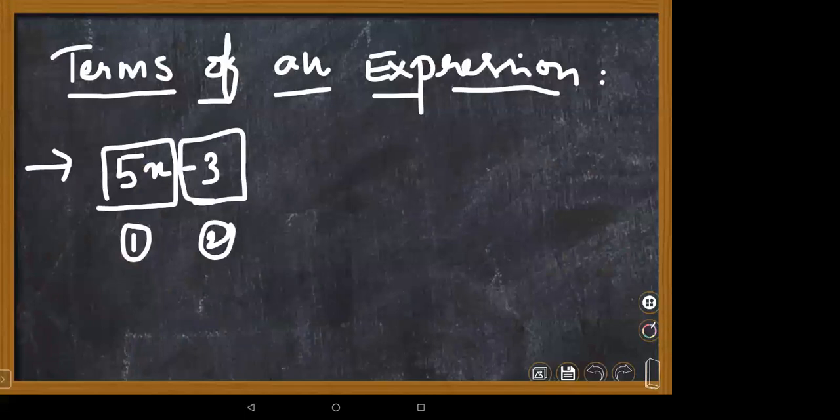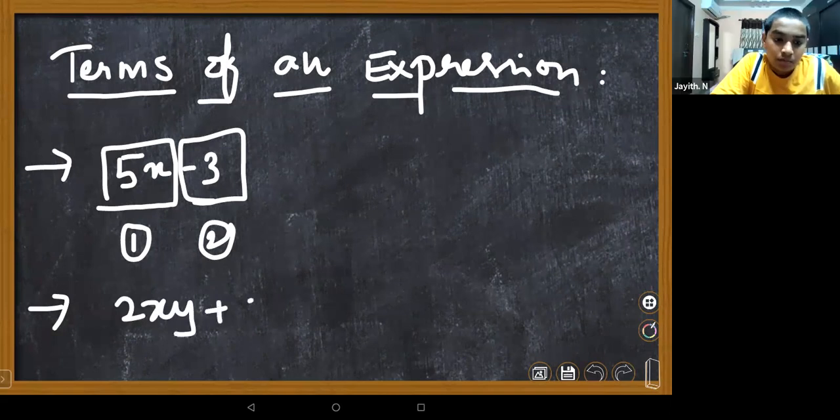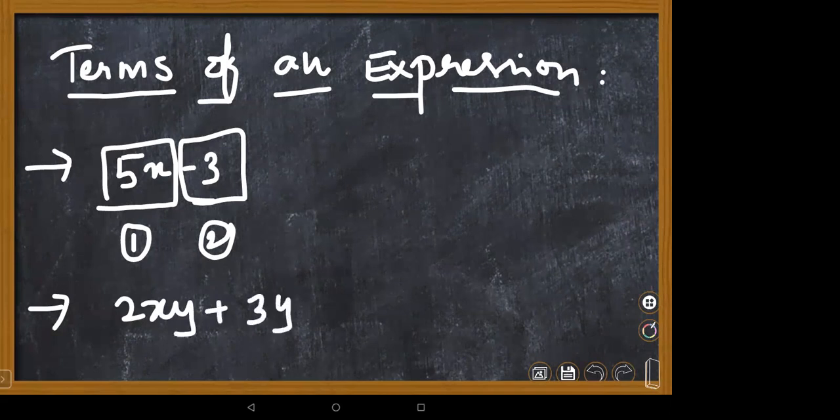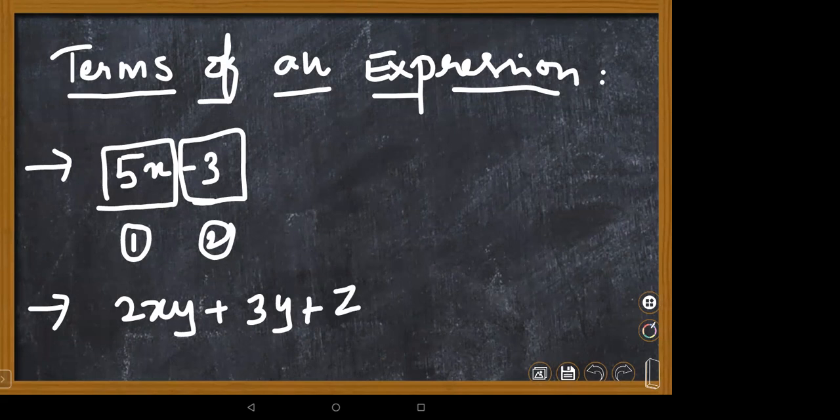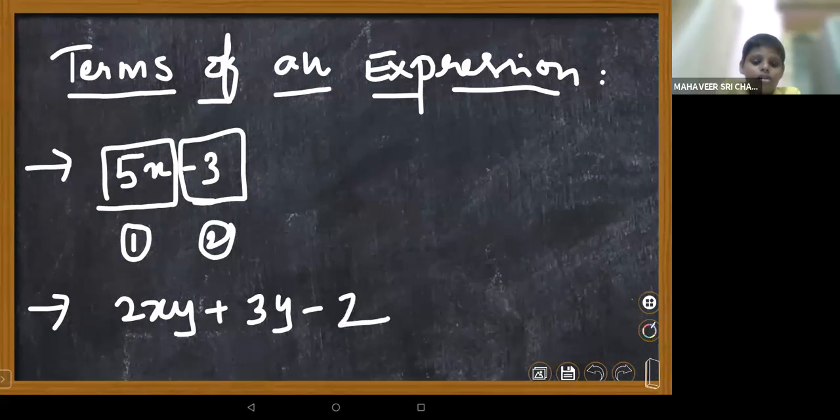Now, suppose another example I'm taking here: 2xy plus 3y divided by z plus z. How many terms are there, children? Ma'am, trinomial. Trinomial.